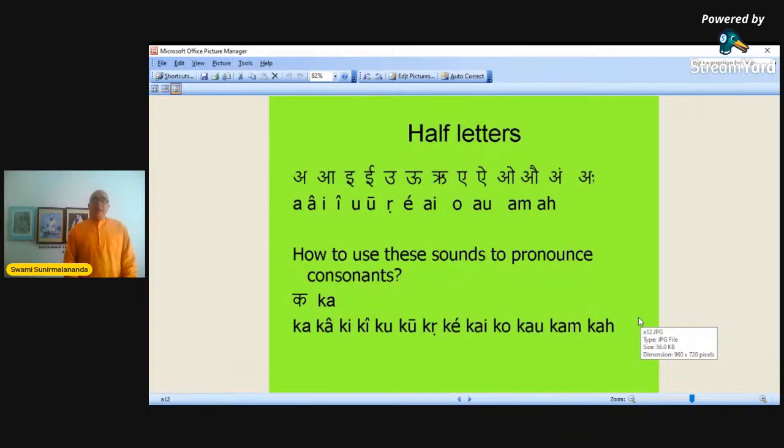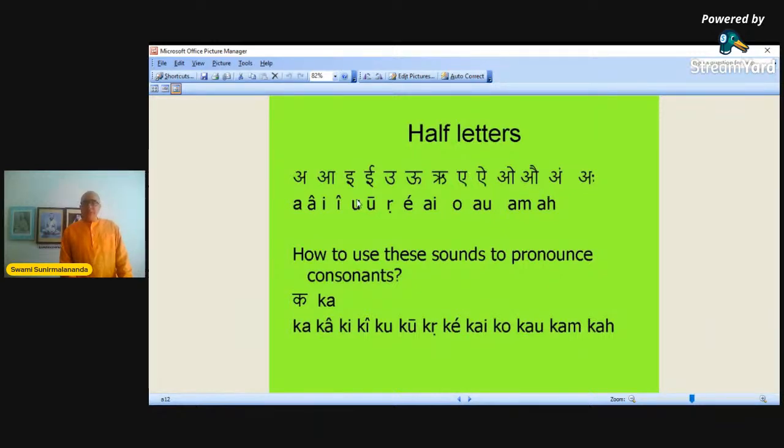Now we have to write half letters. How to use the sounds of the vowels to pronounce the consonant. That is, how to add vowels to consonants. It is important to add them. There are 25 consonants, ka, kha, ga, gha, nga, etc. You have to add the vowels to them in order to make words.